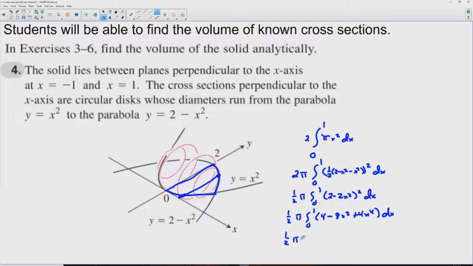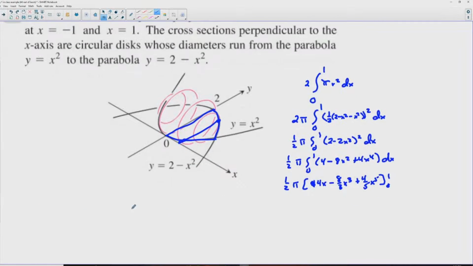So we have 1/2 pi. And we have 4x minus 8/3 x to the 3rd, and plus 4/5 x to the 5th from 0 to 1. And so we have 1/2 pi. And if we plug 1 in, we get 12/3 minus 8/3 plus 4/5.